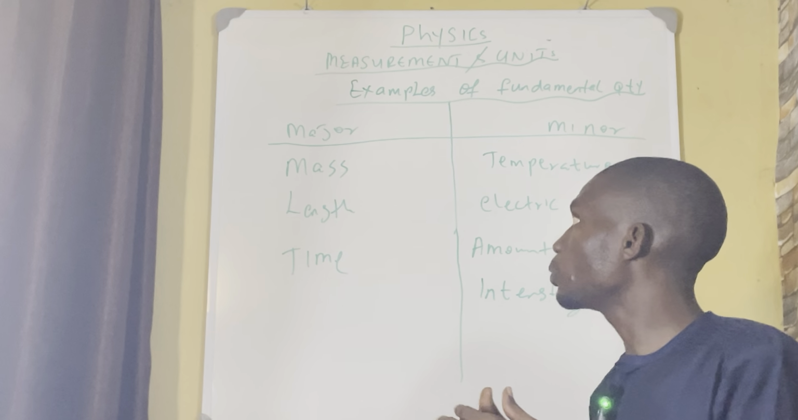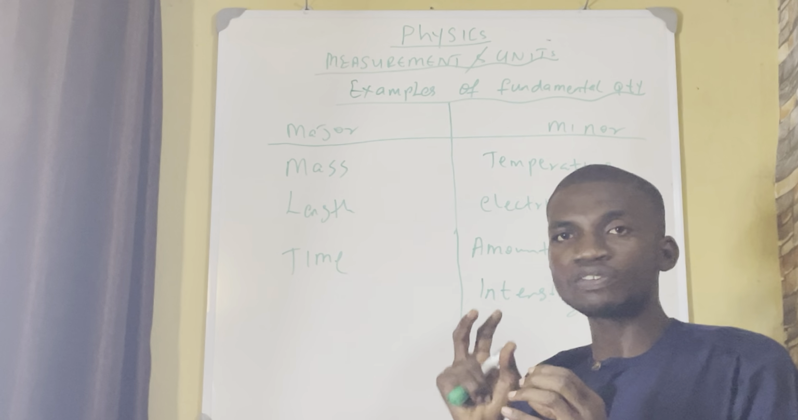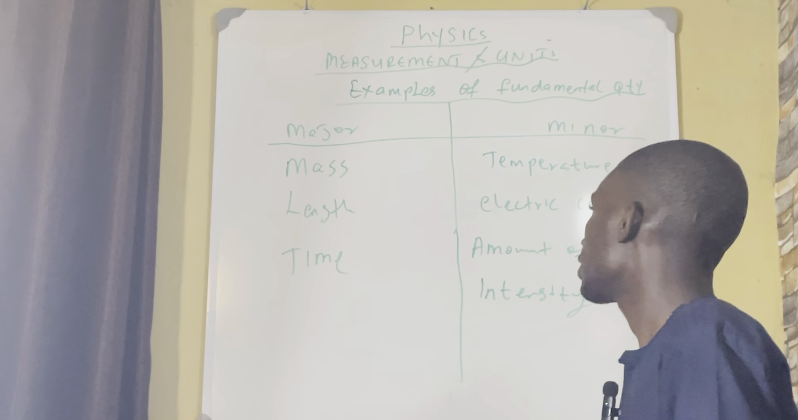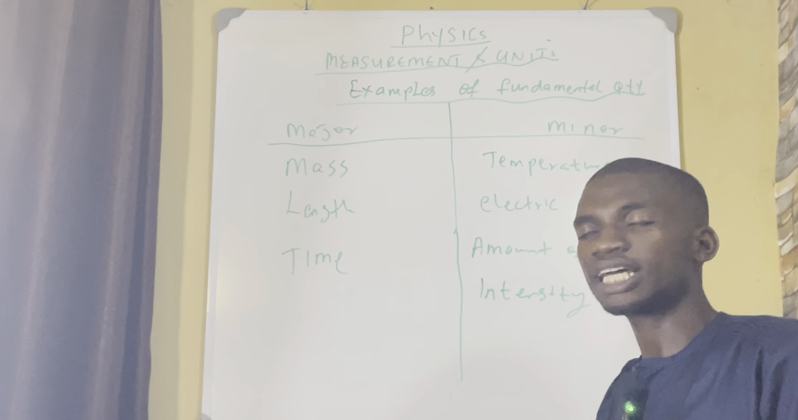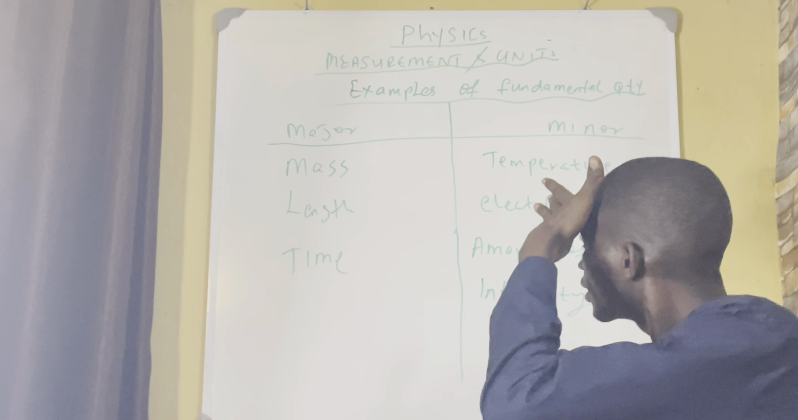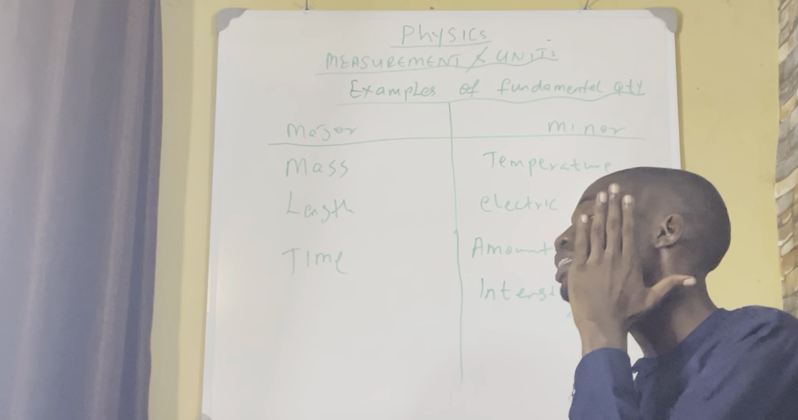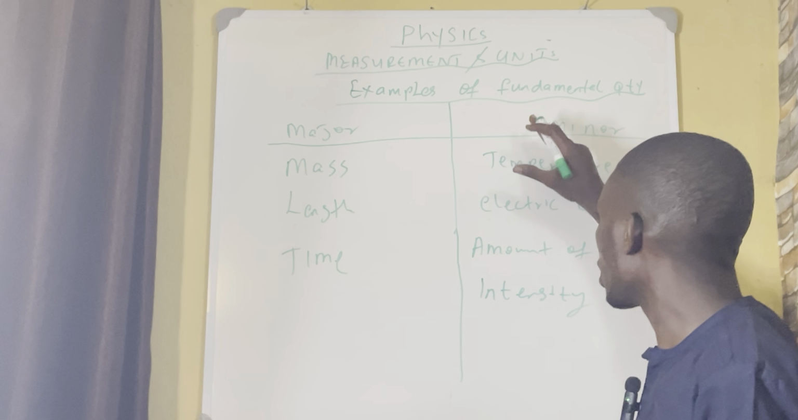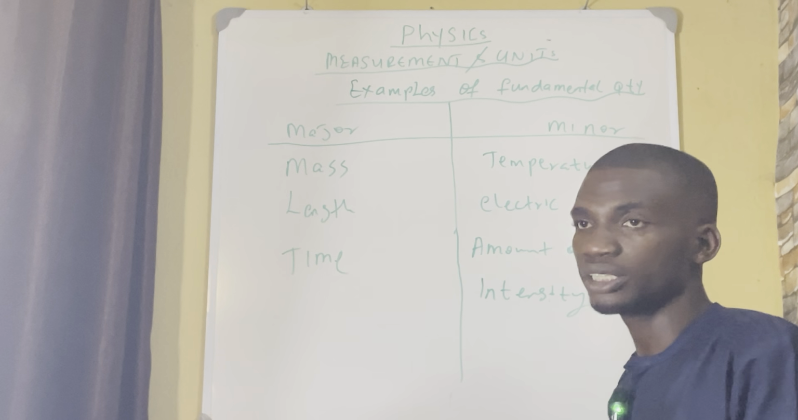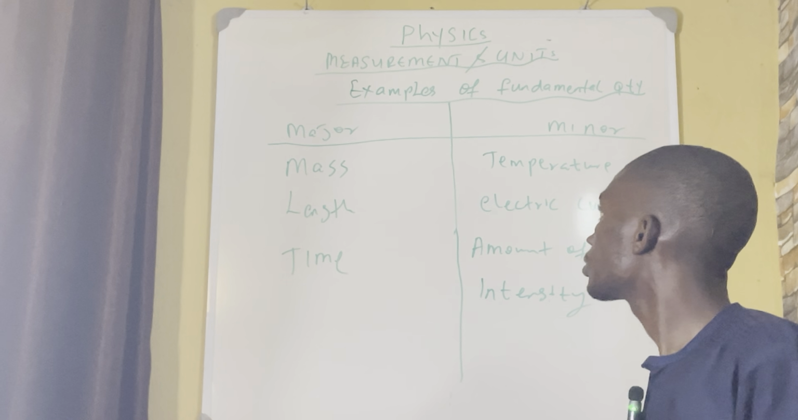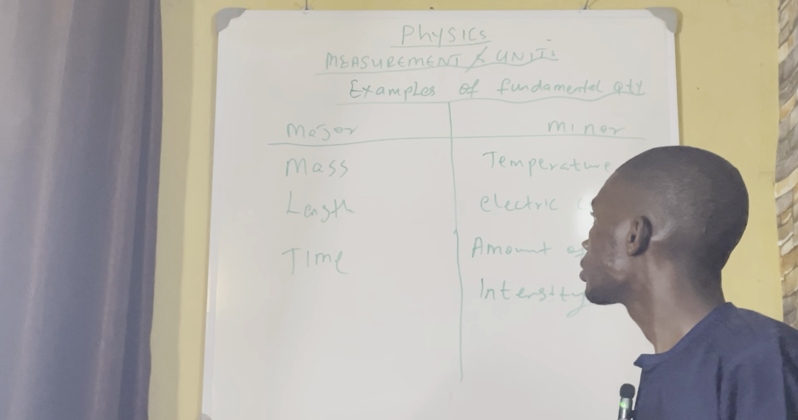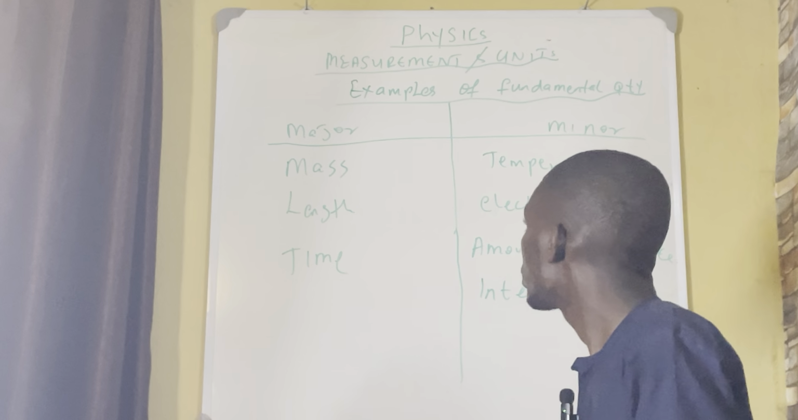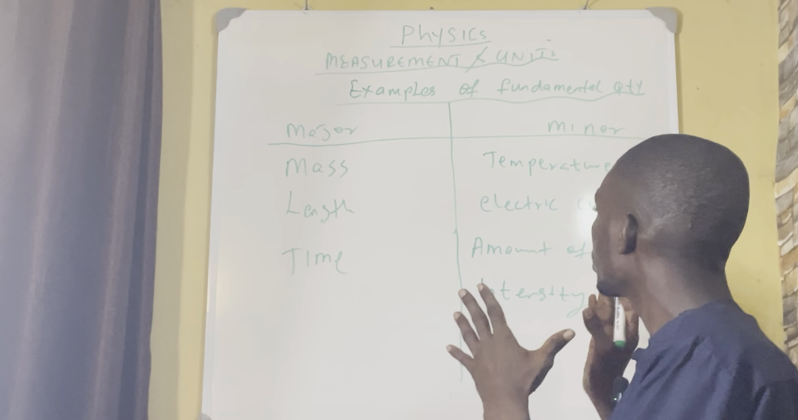So in JAMB, they will ask you, one of these is not a fundamental quantity. You check this and you check this. Do you understand? So these are the fundamental quantities. They are the fundamental quantities. Let's go to their units.